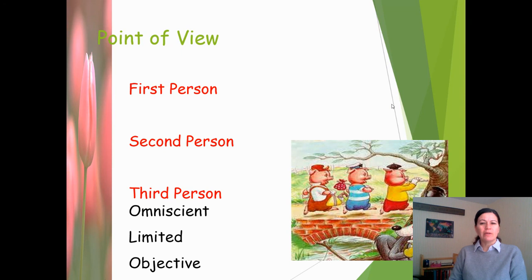Objective is you don't know what anyone's thinking. It's very much like Fred and Sarah went to the store. Sarah bought a candy bar. Fred got a soda. They went to the cashier and cashed out. The cashier told them it was $3. That's just very this happened and then this and then this. You don't know the thoughts of your characters.